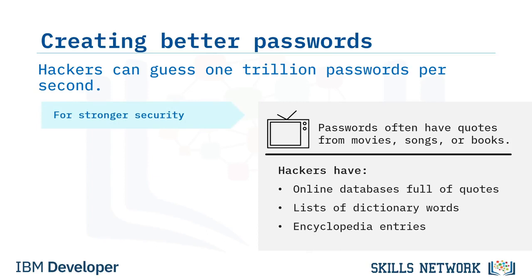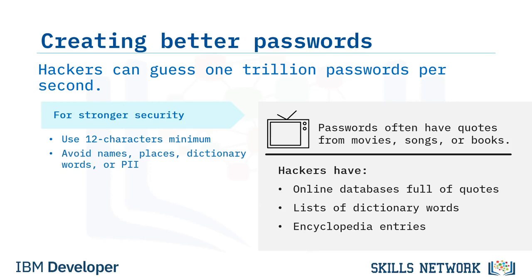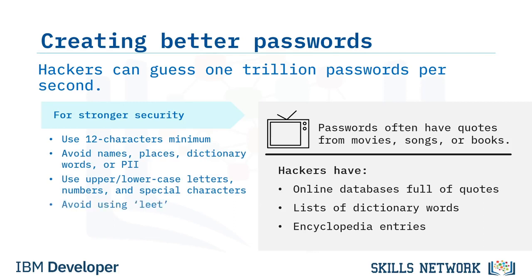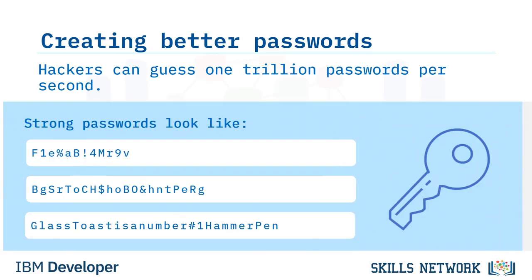For stronger security, use 12 characters minimum. Avoid names, places, dictionary words, or PII. Use upper and lowercase letters, numbers, and special characters. Avoid using leet or symbols for letters. Hackers already know about it. For example, writing the word password using the number 4 instead of the letter A or a $ sign instead of the letter S. Use random characters. And use a passphrase, 12 or more random words. Here is what strong passwords look like.